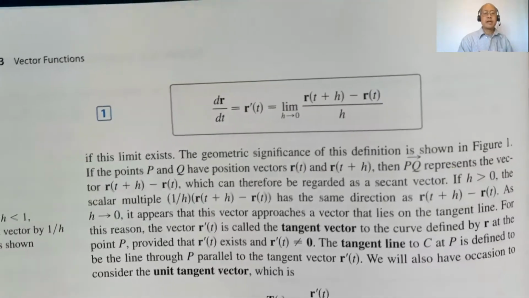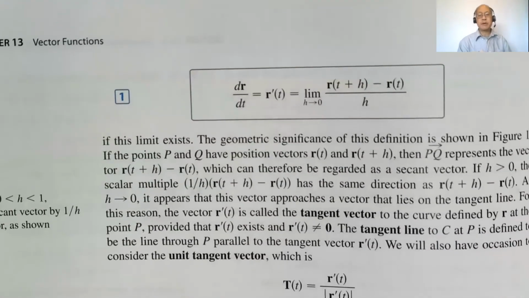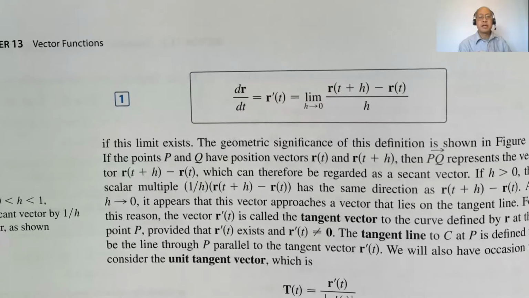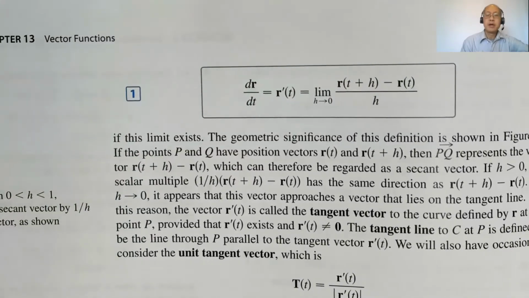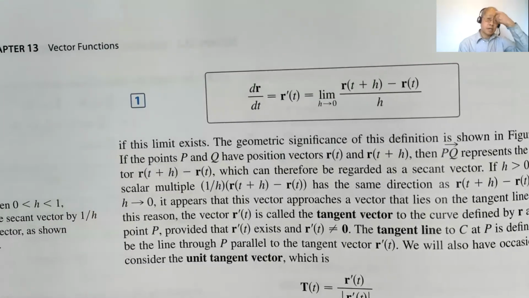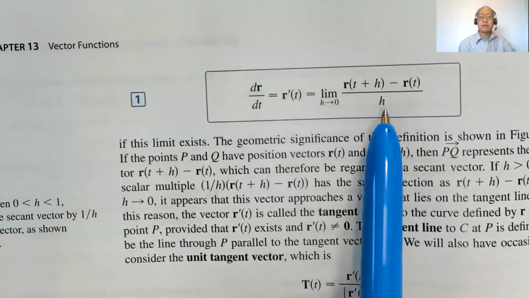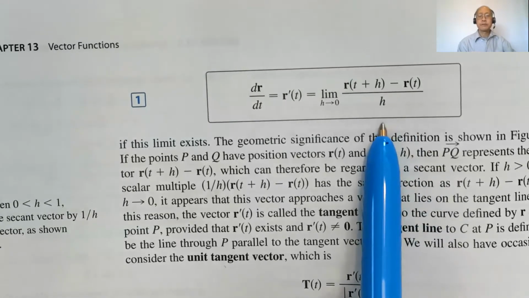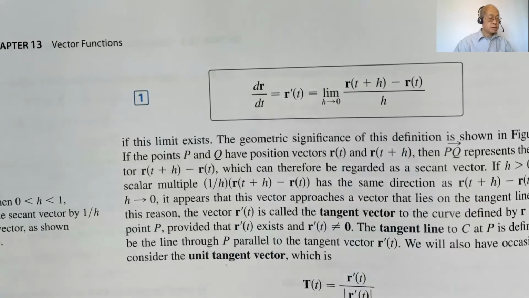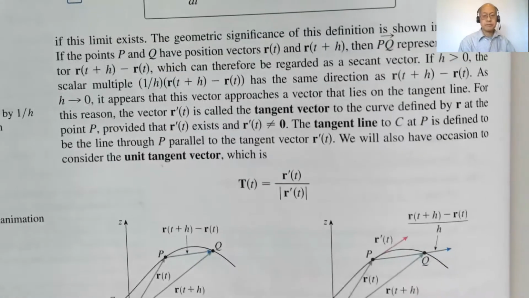If you want to go straight by definition, and you don't really need even to copy this down, dr/dt, the vector r prime, looks like calc 1: the limit as h approaches 0 of r of t plus h minus r of t, all over h, if the limit exists. That really shouldn't be that big a deal.